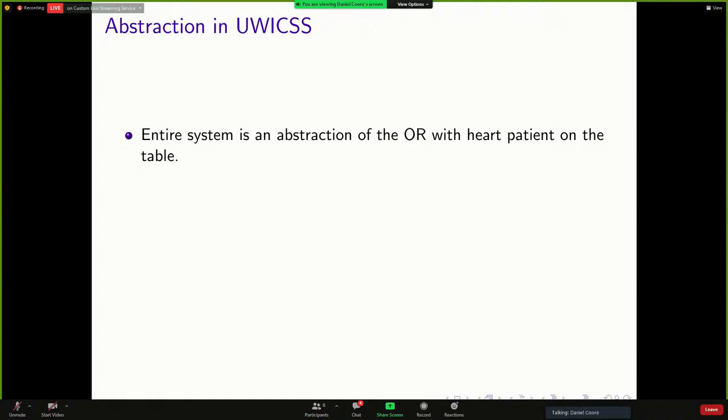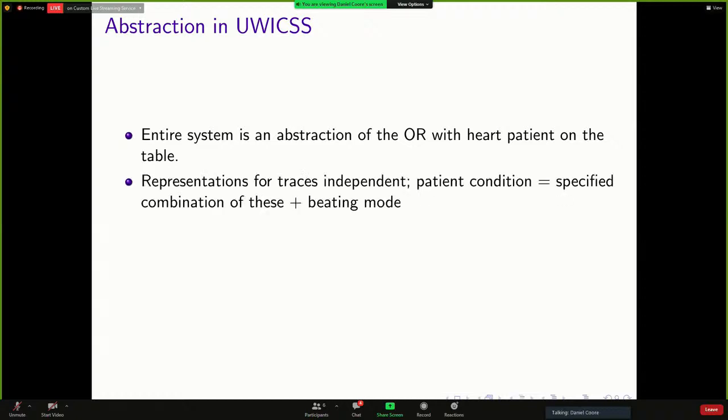Now, I did promise to be talking about abstraction. At one level, the entire system of that simulator is an abstraction. It's an abstraction of the operating room with a heart patient on the table. And so obviously that one is obvious. But there are a couple of places where the discipline of applying abstraction, looking for it, came in really handy.